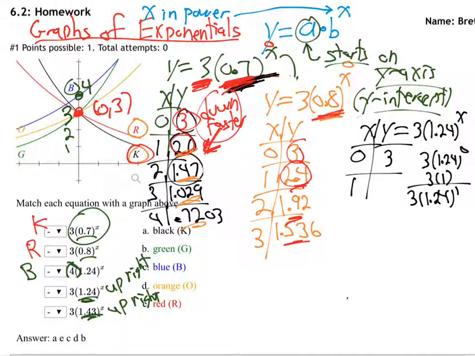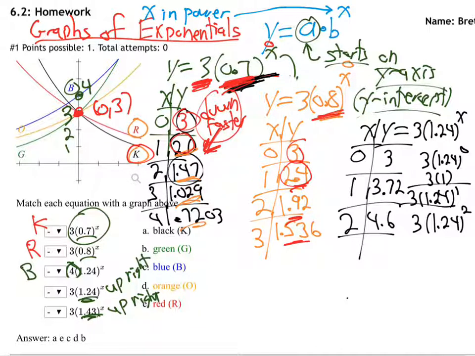It's going to get bigger than 3 because we're multiplying by a number bigger than 1. We're multiplying 3 by a number bigger than 1. So I got to 3.72. Let's plug in 2. So it's 3 times 1.24 to the second power. It's going to get bigger again because you're multiplying by another number bigger than 1. I'm getting 4.618, I'll just say 4.6, etc.